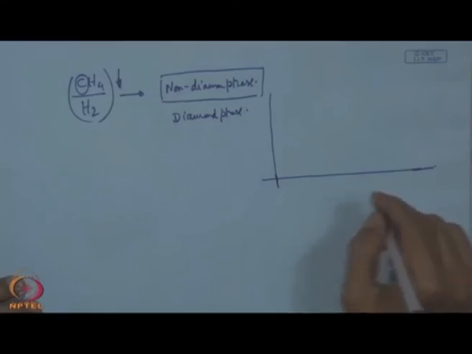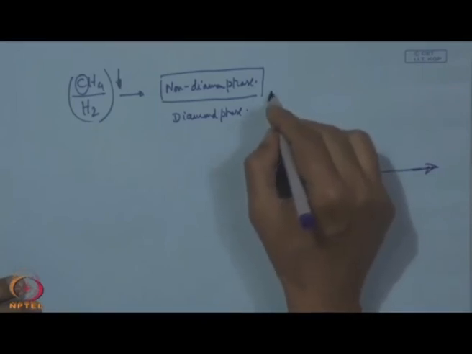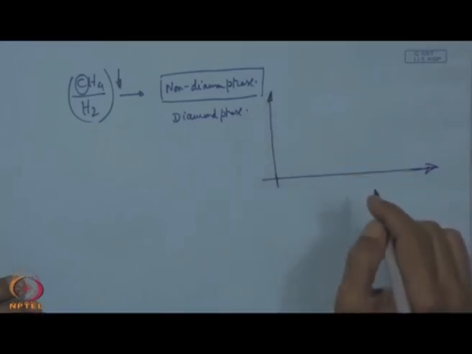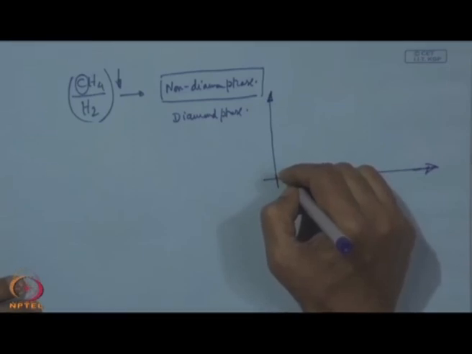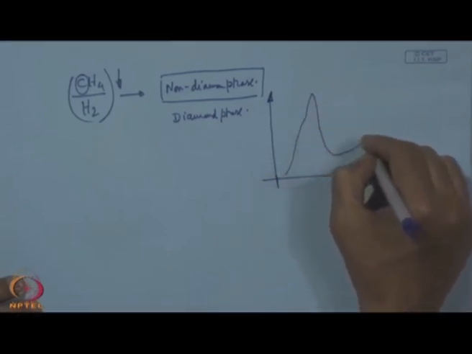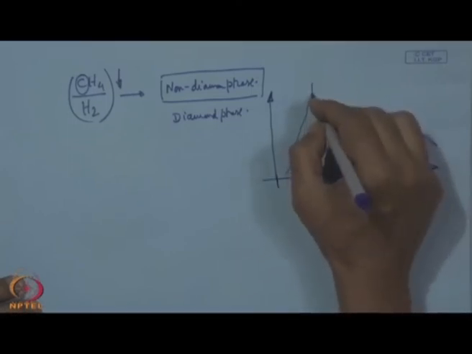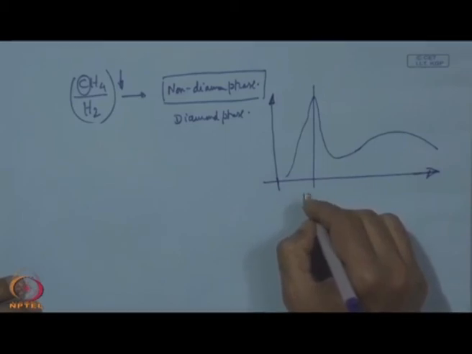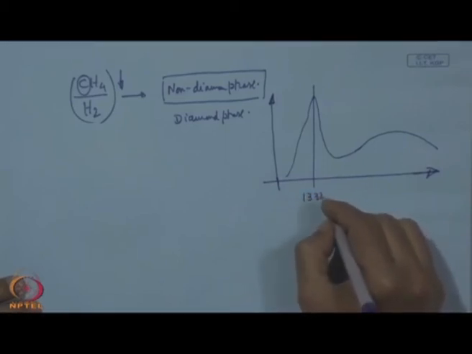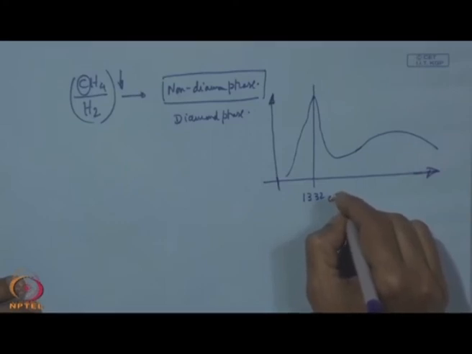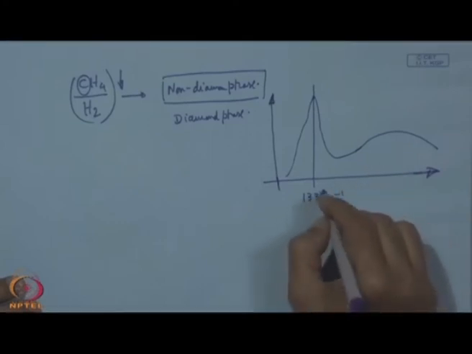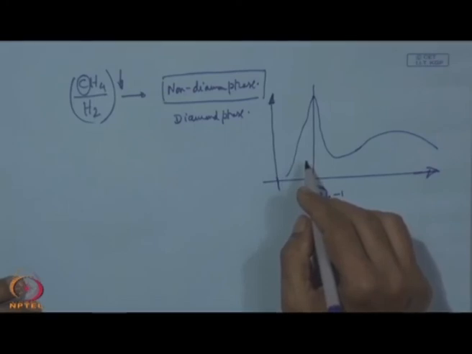So, if we consider the wave number on this x axis, and here the intensity in arbitrary scale, then we can have a sharp peak here, and this is exactly around 1332 per centimeter. So, this is one typical peak for this Raman shift, characterizing the very existence of diamond.